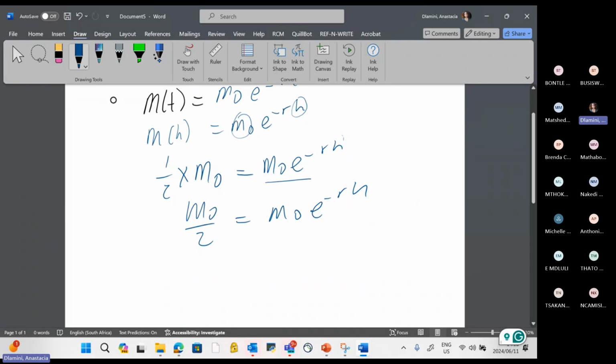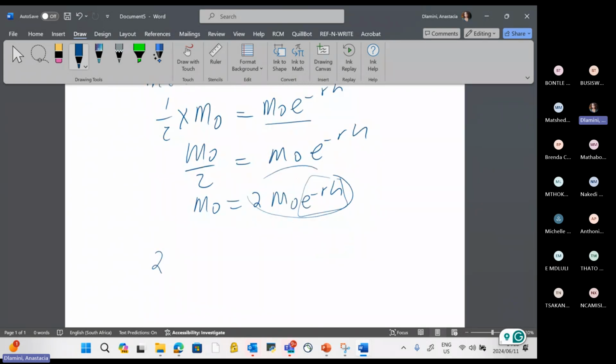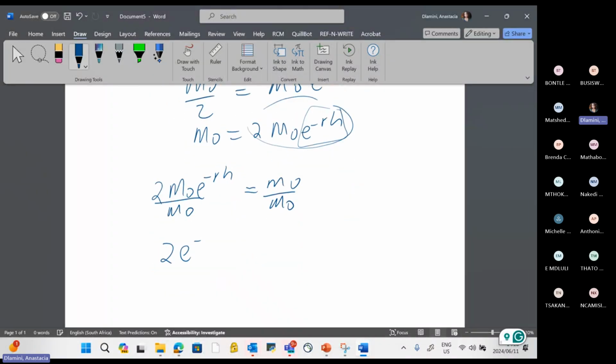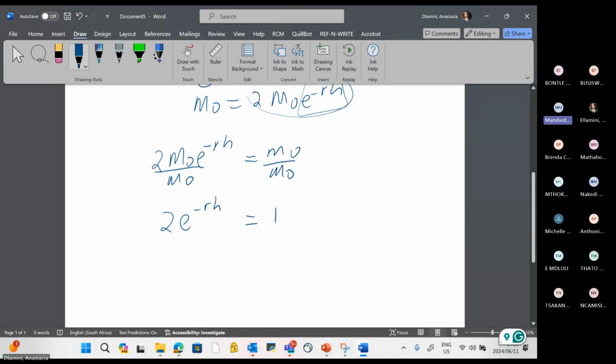So we're looking for the relative decay, meaning that we times by 2 both sides. So it's m0 is equal to 2 m0 e^(-rh), right? Because I'm looking for r, I want this whole expression on my left-hand side. So 2 m0 e^(-rh) is equal to m0. Then I divide by m0, so this is 2e^(-rh) is equal to 1. Now, what do I do then? I take the ln.